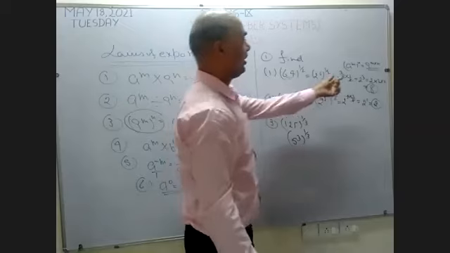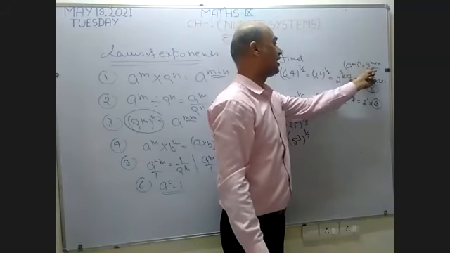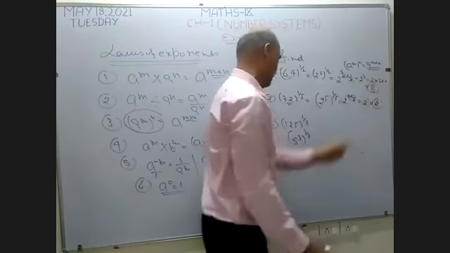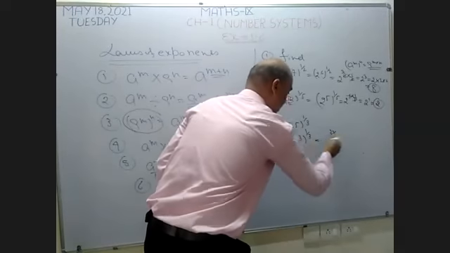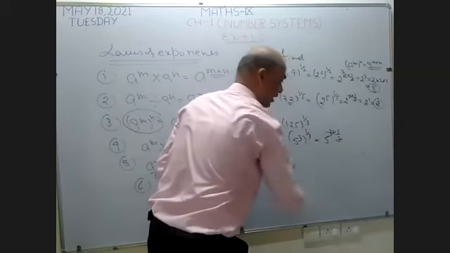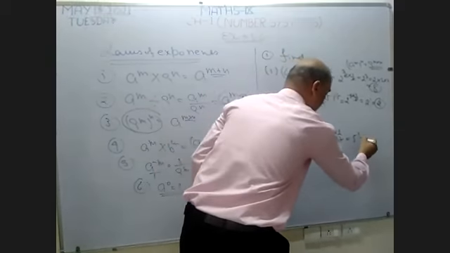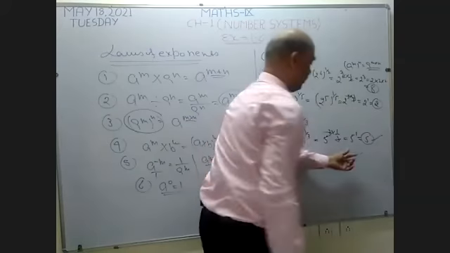Again, the same identity I am going to use: a raised to power m, whole raised to power n, becomes a raised to power m into n. So what is a? 5. What is m? 3. What is n? 1 by 3. So this is going to cancel. What is left? 5 raised to power 1. So your answer is 5.